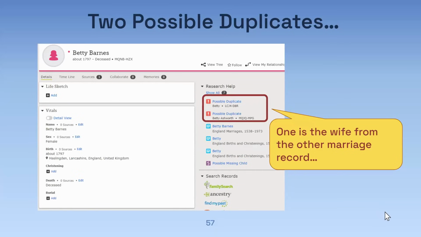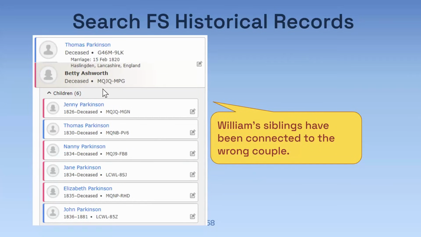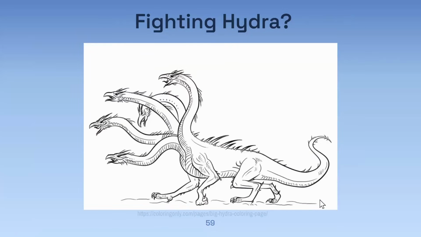This is actually what really happened when I was trying to clean up this family. So when I entered her maiden surname, I got some more possible duplicates, and notice that one of them is the woman that he didn't marry, that other marriage that we looked at to a Betty Ashworth. So I went over there to see what was going on, went to Betty Ashworth and discovered that those children that we know belong to Thomas and Betty Barnes are actually connected to Thomas and Betty Ashworth. So at this point, are we feeling a little bit like Hydra? Do you remember the story of the monster in the Greek myth that every time you would cut off a head, two more would sprout in its place?